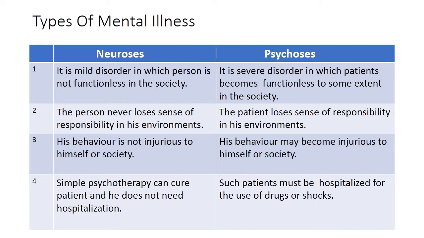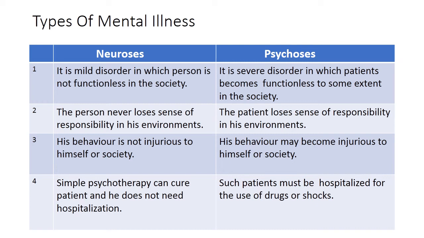Common types of mental illnesses. There are two common types of mental illnesses. The first one is called neurosis, and second one is called psychosis. So let's discuss these two side by side. Neurosis is basically a mild disorder in which a person is not functionless in the society, while psychosis is a severe disorder in which patients become functionless to some extent in the society.